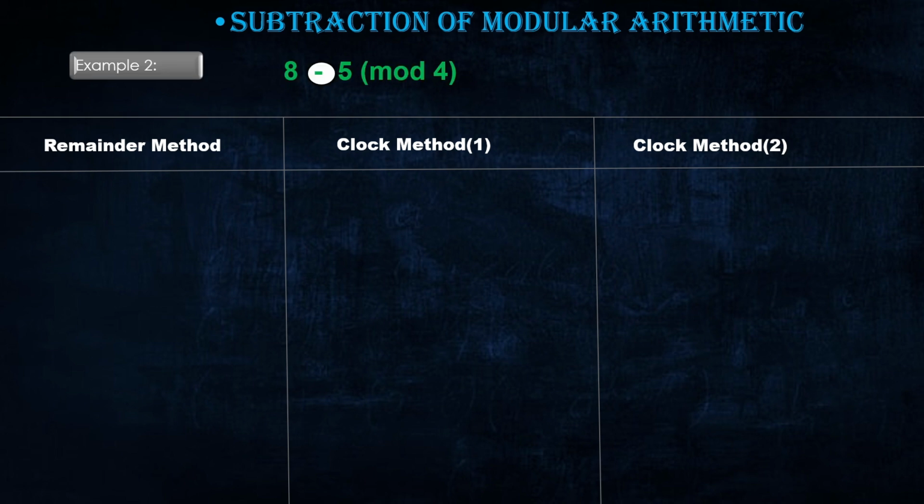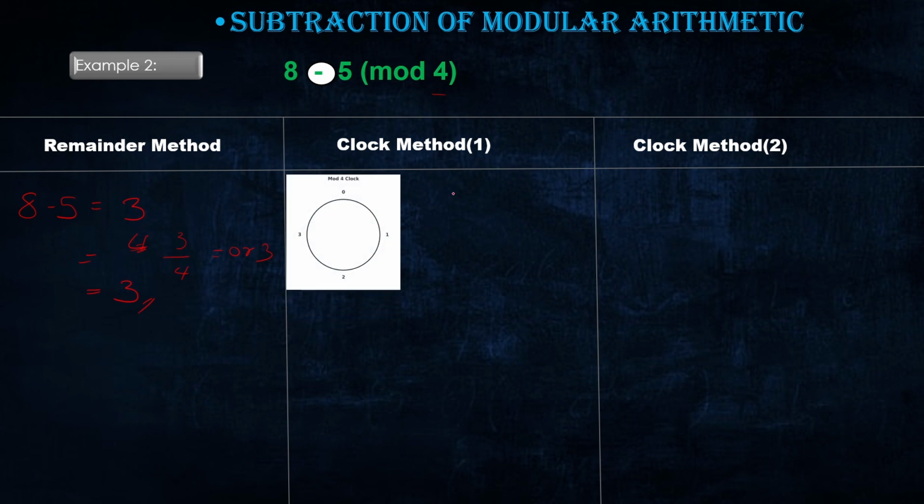Example 2. 8 modular subtraction 5 mod 4. Subtract 8 minus 5, which is equal to 3. And there's no need of dividing if your answer is not up to your mode. Or if we're going to divide, it's going to be 3 divided by 4, which is 0 remainder 3. So our answer is still 3. And then, clock method 1, we have 8 minus 5, which is equal to 3. 1, 2, 3. Our answer is 3.